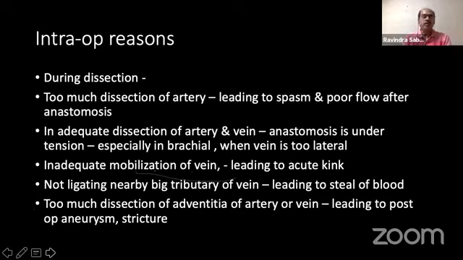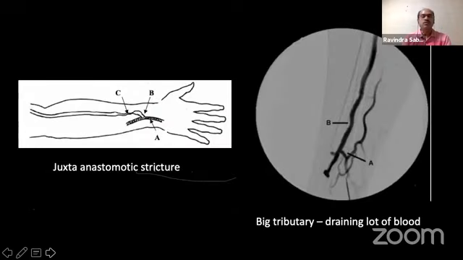It can form into the aneurysm formation. So this you can see here that too much of a dissection can cause juxta-anastomotic stricture, an unnecessary problem, and that can cause a nice working fistula to eventually fail.